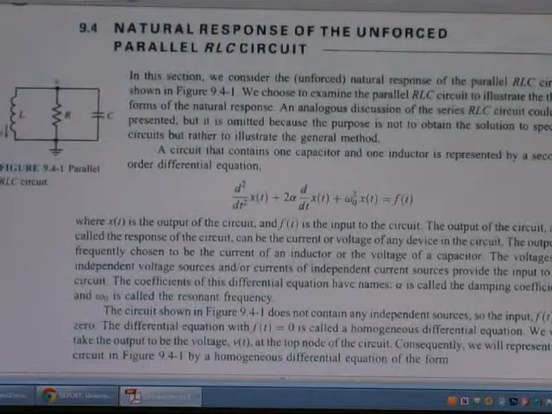Resistor, inductor and capacitor together give the differential equation d2h by dt square plus 2 alpha dh by dt plus omega square h(t) equal to f(t). That is a second order differential equation. The resistor, inductor and capacitor give a second order differential equation.